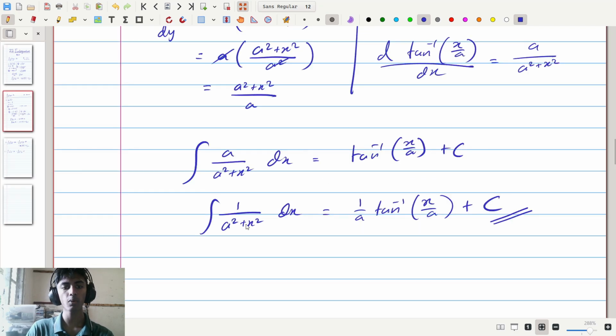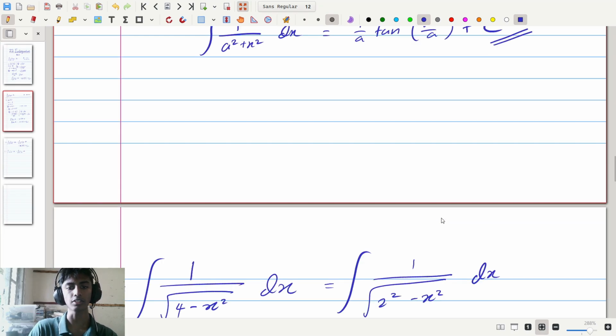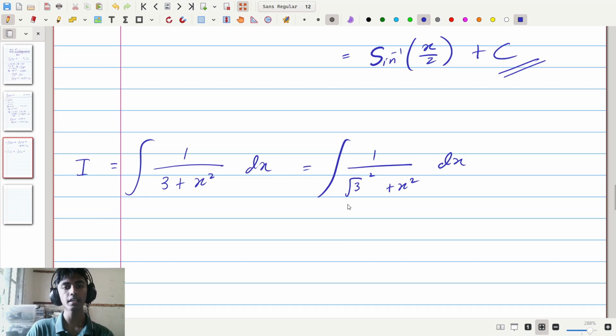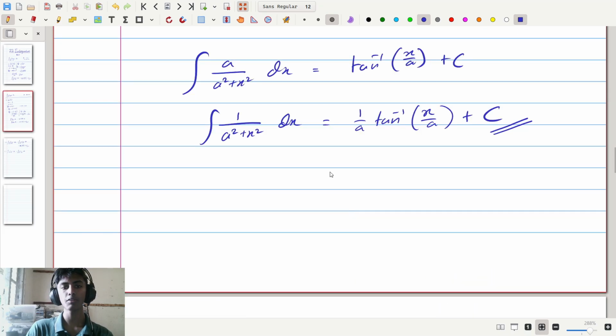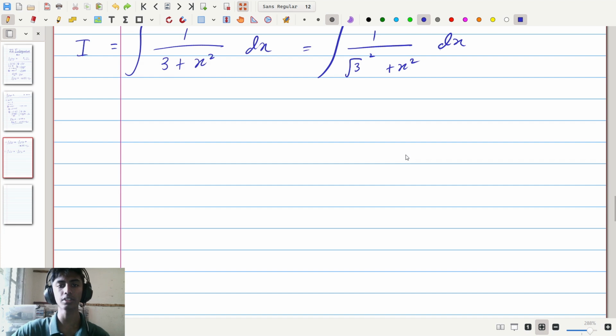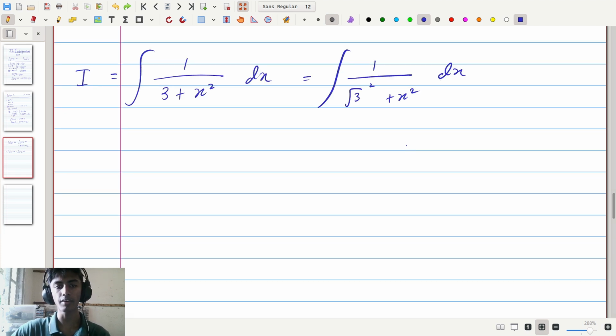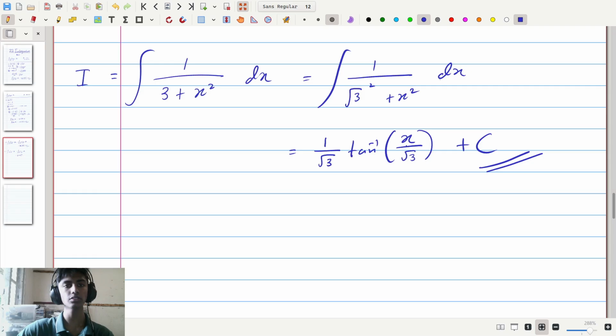We know that when we have 1 divided by a squared plus x squared, its integral is equal to 1 divided by a times the tan inverse of x divided by a plus c. In this case, from our pattern, a is equal to the square root of 3. Therefore, our answer for this is going to be 1 divided by the square root of 3 times the tan inverse of x divided by the square root of 3 plus a constant c. Hence, we have our answer.